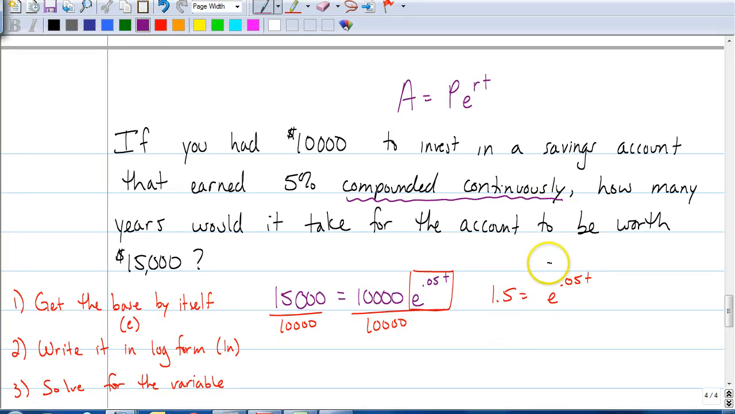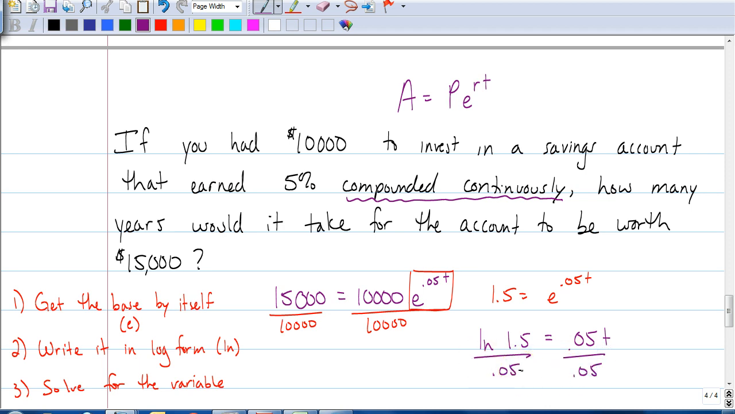This is like what we were doing earlier in one of those examples, where we change the form it's in to be in logarithm form. So it's going to be log base e. But remember, log base e is the same as the natural log of our value, which is 1.5, equals, remember, logarithms are always equal to exponents. Our exponent is 0.05t. So to find out what t is, we divide both sides by 0.05.